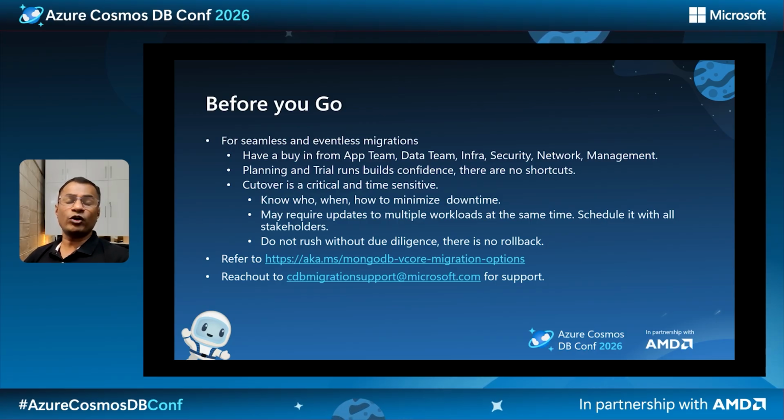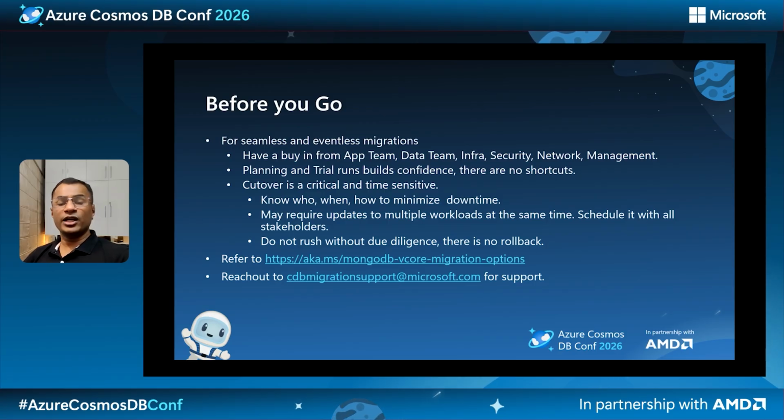Many customers have multiple workloads talking to the database, and all cutovers have to be done at the same time. So ensure that you are doing a cutover for all the workloads together. If some applications are still writing to the source and some applications to the destination, then there will be data inconsistencies. So do not do that. Make sure that all applications have changed and then only do the cutover process. Do not rush. Do your due diligence. Remember, there is no rollback.